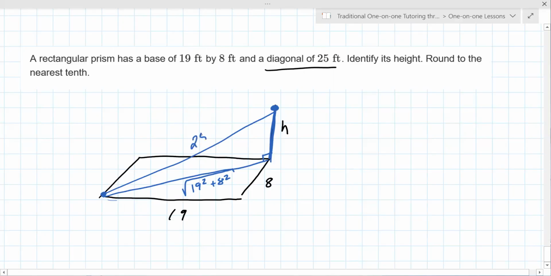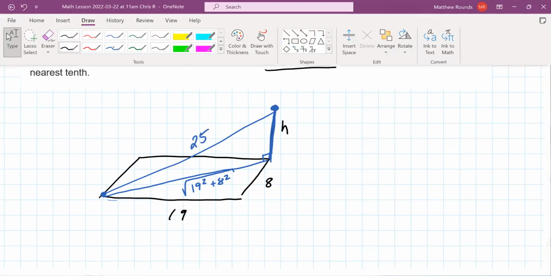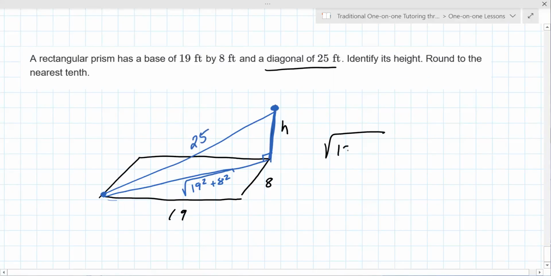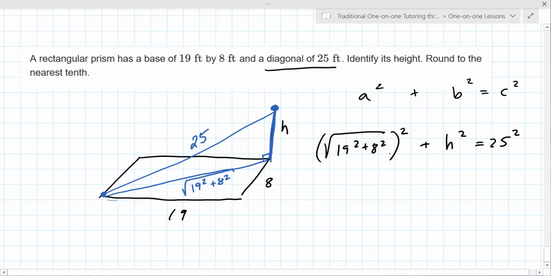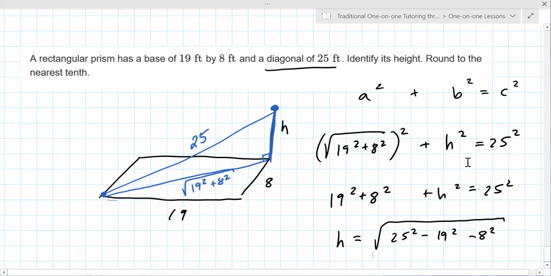Yes. So notice now that we have a second triangle here. So it's the square root of 19 squared plus 8 squared, squared, plus h squared equals 25 squared. That's your A, your B, and your C. Like you mentioned, the square undoes the square root. So you solve for h squared. So h is 25 squared minus 19 squared minus 8 squared, and then you take the square root of that.